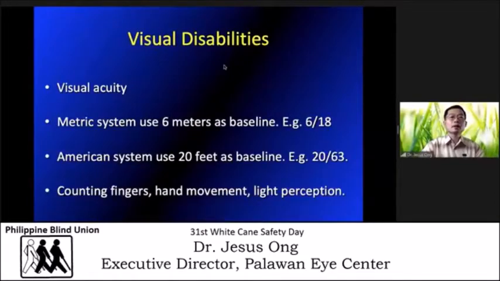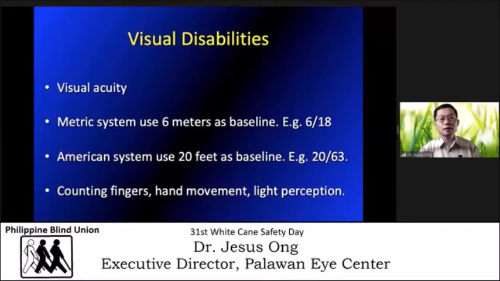So sa visual disability, importante yung tinatawag na visual acuity. Ano ba ang visual acuity? It's a measure of how sharp or how blurred the vision of the person is. So, yung linaw, no? Yung linaw ng paningin. At kina-quantitate ito kung gaano kalinaw ang paningin ng isang tao.